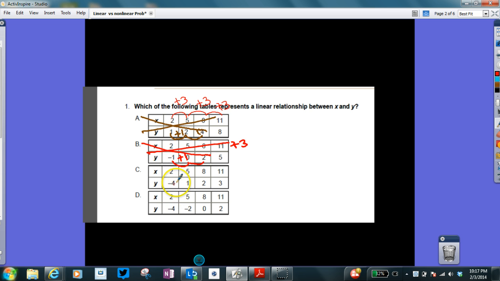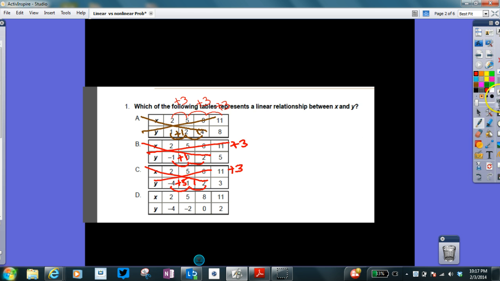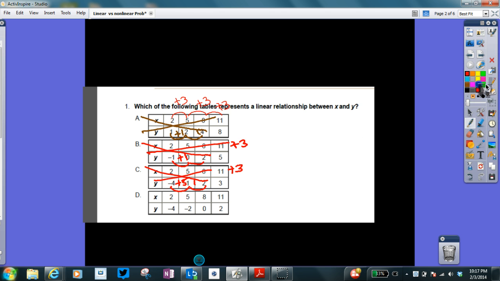So now, let's look at C. 2 to 5, 5 to 8, 8 to 11. That stays the same, so I know, again, plus 3. Now look at my y value. Negative 4 to 1. I have a pretty big jump there. So I know that's plus 5. Then from 1 to 2, if I had that same rate of change, it would have been 6. Again, C can't be my answer.